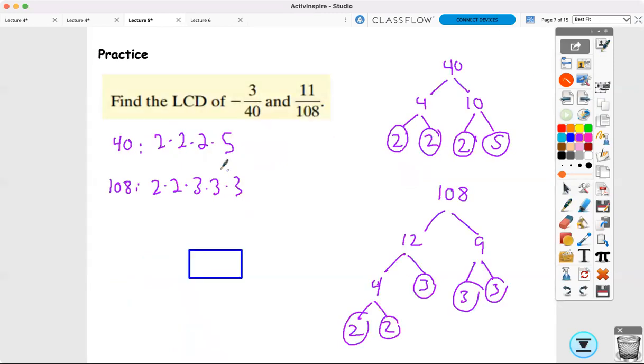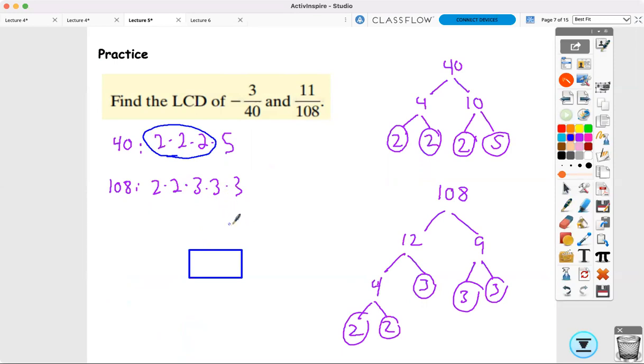So let's look here. We have 3 2's and 2 2's. So which 2's am I going to circle? The 40 or the 108? Remember, it's a practice problem, so I need y'all to tell me. Only the 40, because there are 3 of them there.